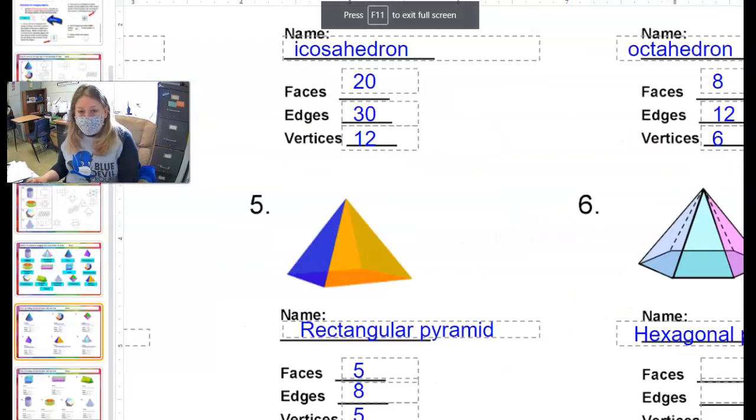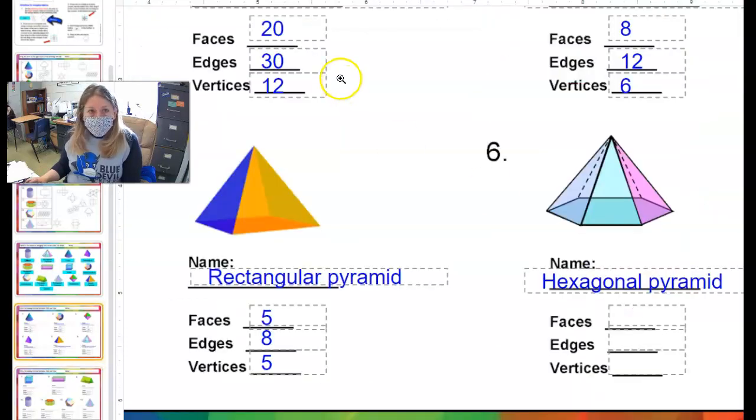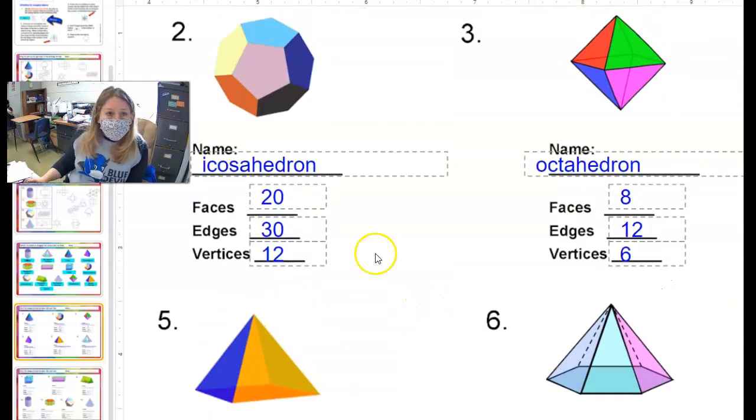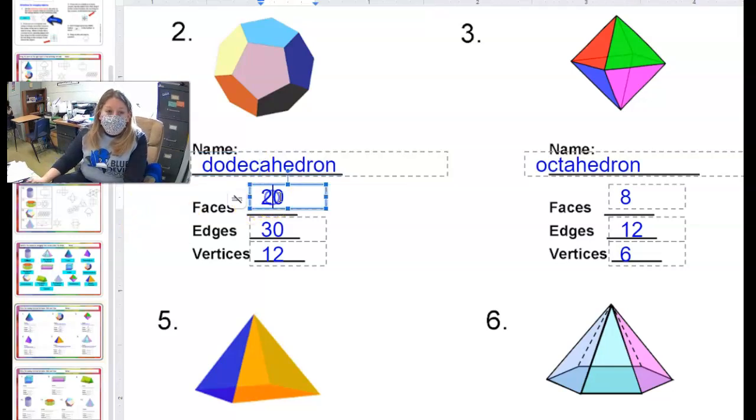Okay, so then for our hexagonal pyramid, how many faces? Oh, do I need to change the name? Did I do that one wrong too? Yep. Dodecahedron. So it's not 20 sides. Whoops. 12 sides.